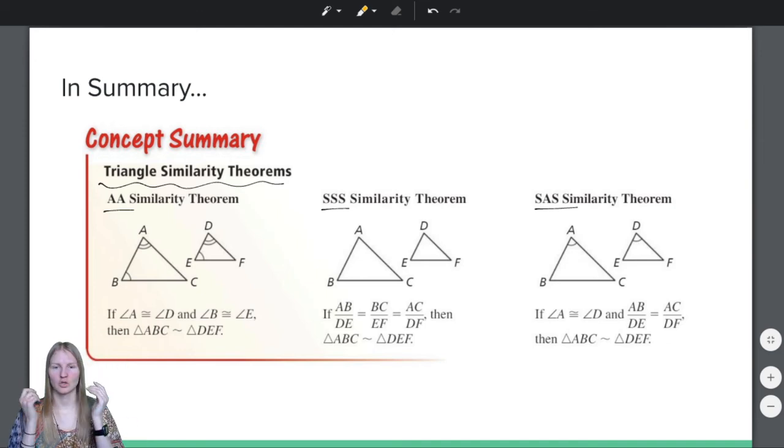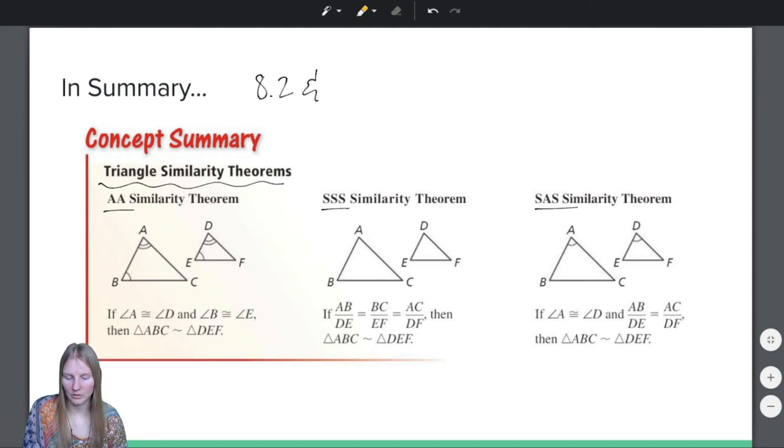Ooh! Congruence was chapter 5. So, this summary is 8.2 and 8.3 put together.